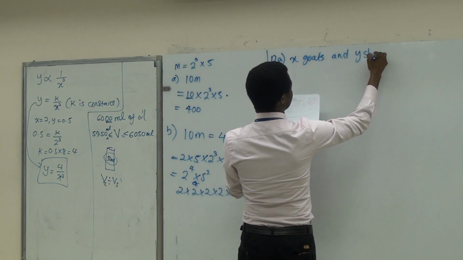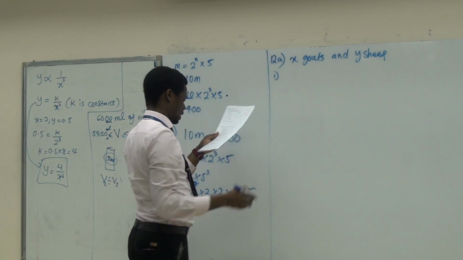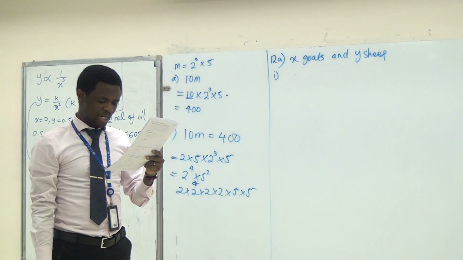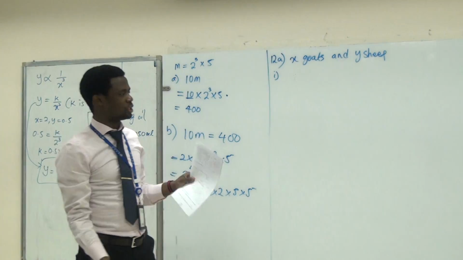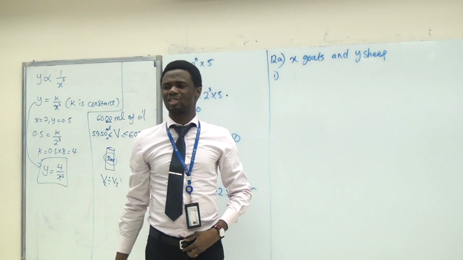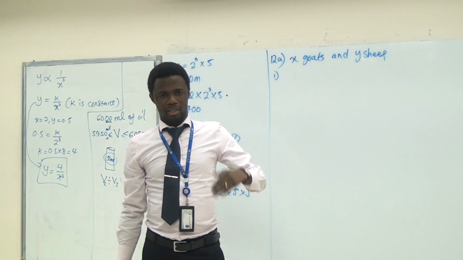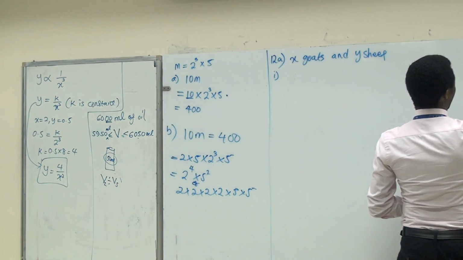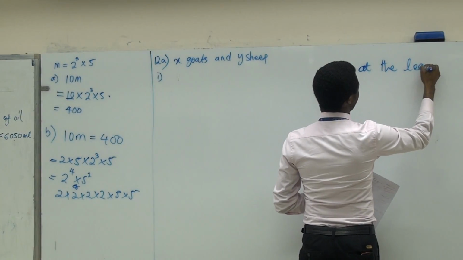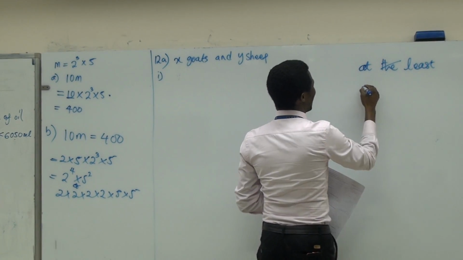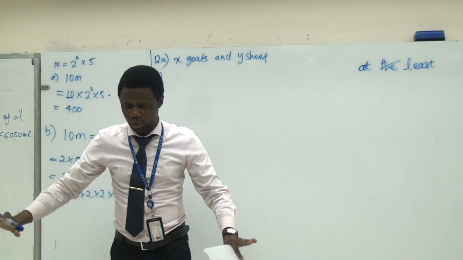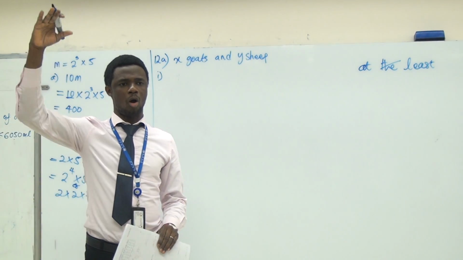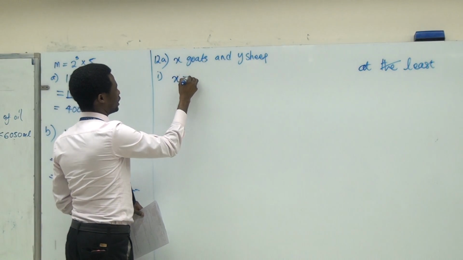and Y sheep. The first question is, he wants to buy at least 5 goats. Write down the inequality in X to represent this condition. At least 5 goats. What does the word at least mean? Larger or equal. At the least. At the very least. The minimum you can have is 5. So you can have 5 or you can have more. That's why it is greater than or equal to.